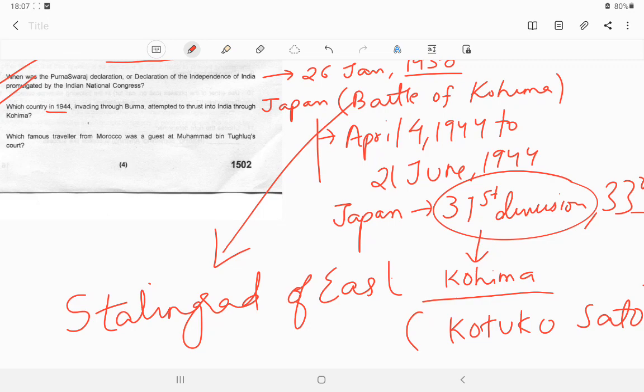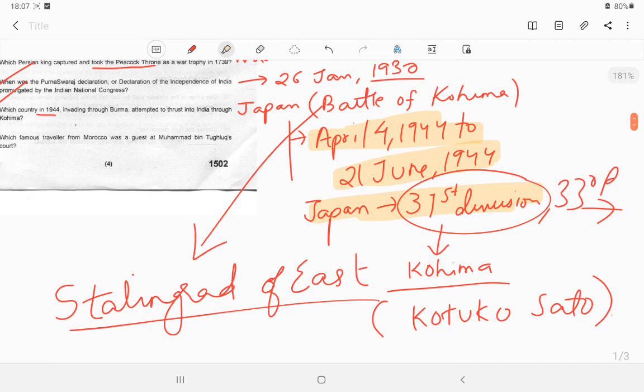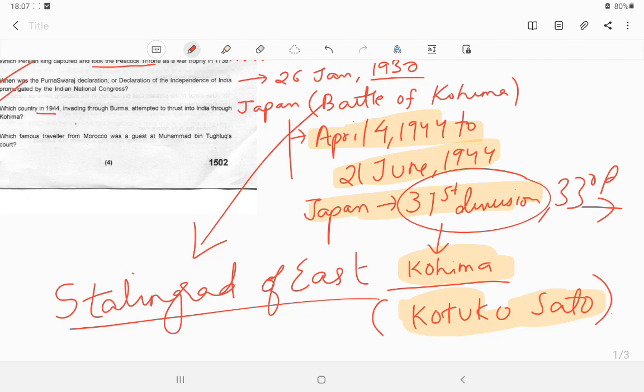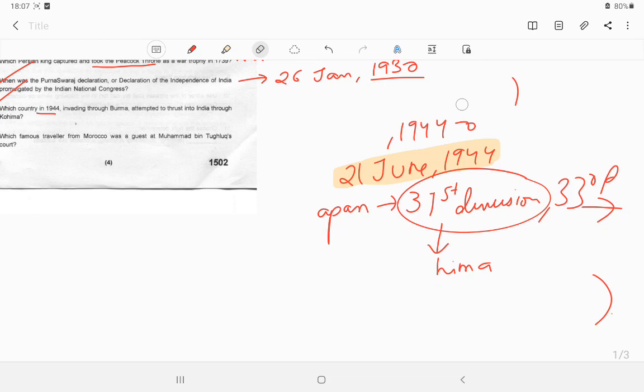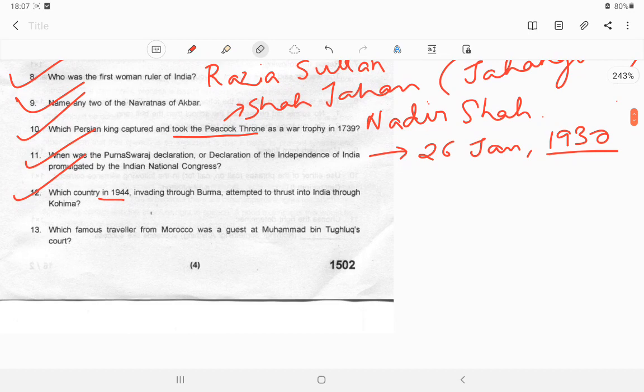It took place when? 4th of April 1944 to 21st June 1944, Japan's 31st Division, and it was led by Kotoku Sato. This Kotoku Sato came in NPSC this year in MCQ paper 1. I hope you all understood the background of the Battle of Kohima. So the answer is Japan.